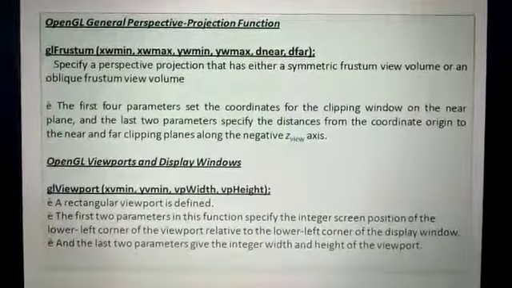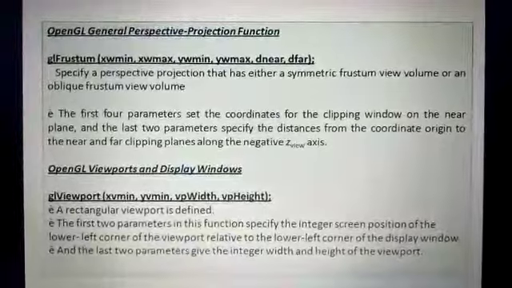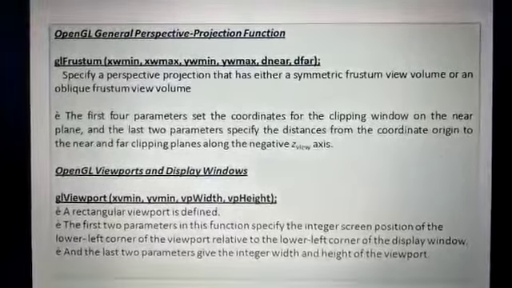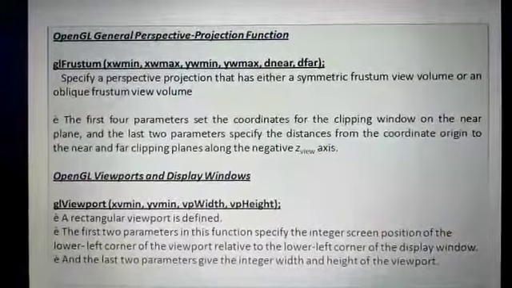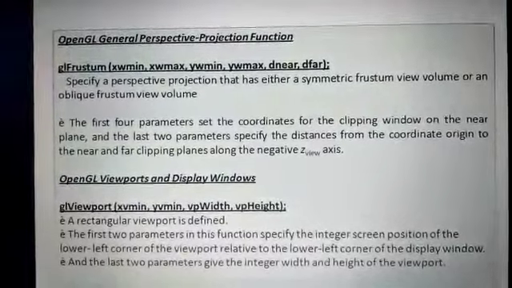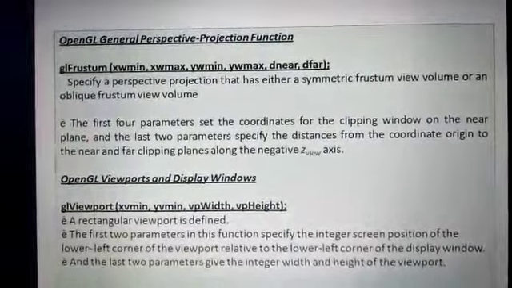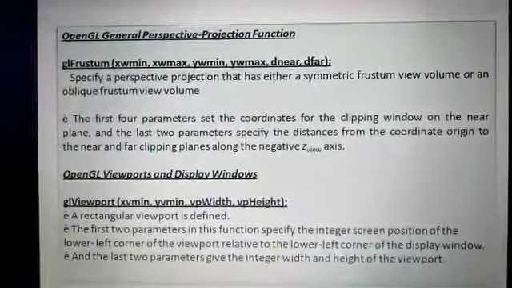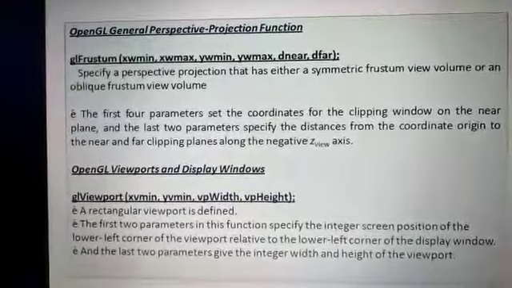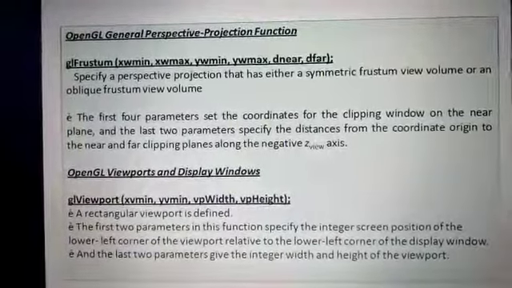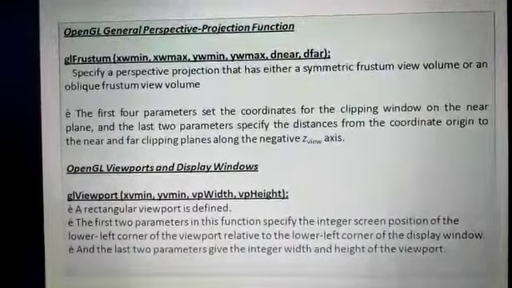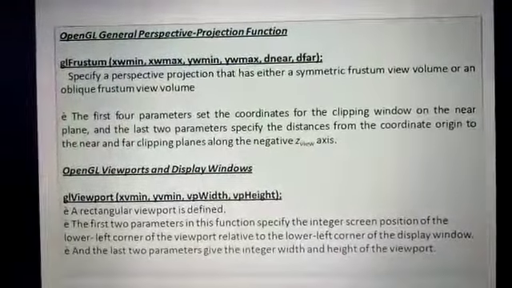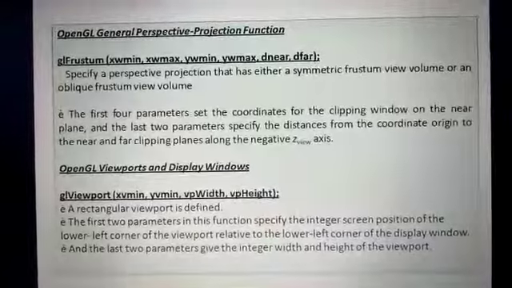Another category is the OpenGL general perspective projection functions. In that, we will have three important functions. One is glFrustum, where we mention xmax, ymax parameters with respect to window coordinates, and z coordinate with respect to near and far parameters, which specify a perspective projection which has either a symmetric frustum view volume or an oblique frustum view volume, which we have already discussed in the previous topic. The first four parameters set the coordinates for the clipping window on the near plane, and the last two parameters specify the distances from the coordinate origin to the near and far clipping planes along the negative z axis.